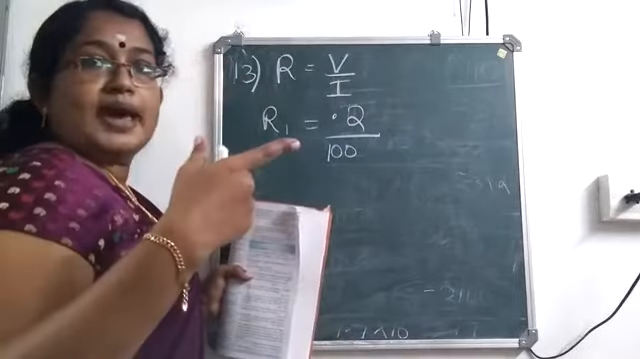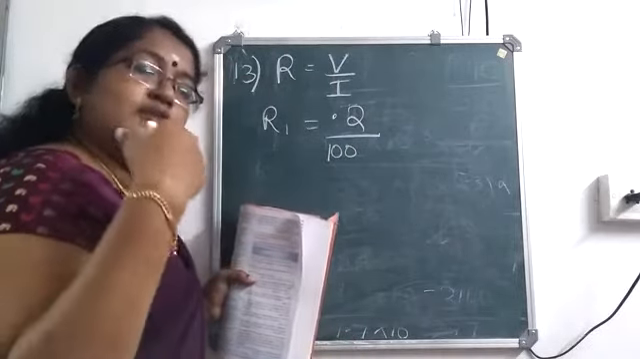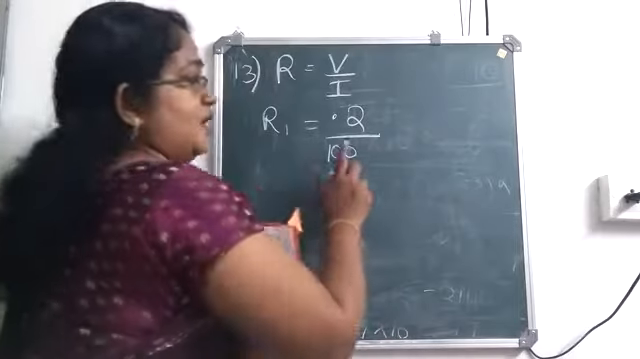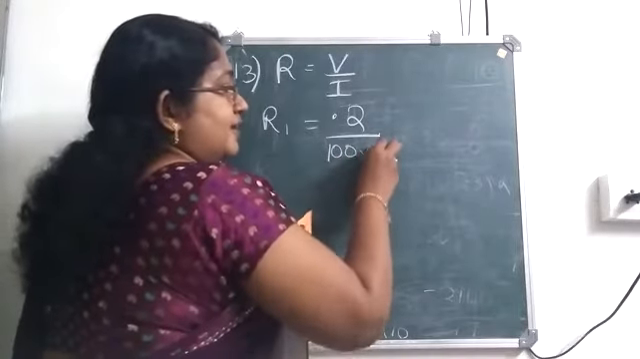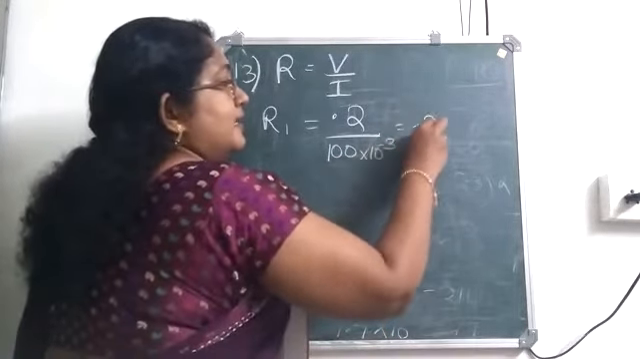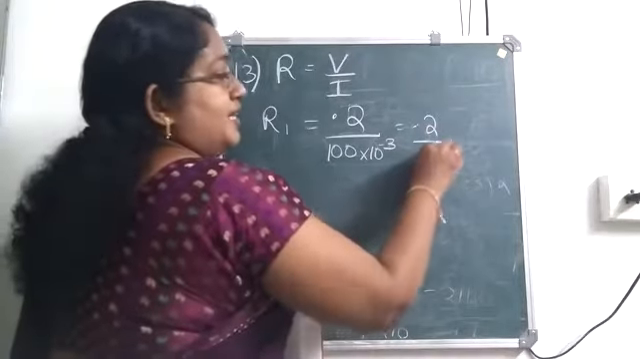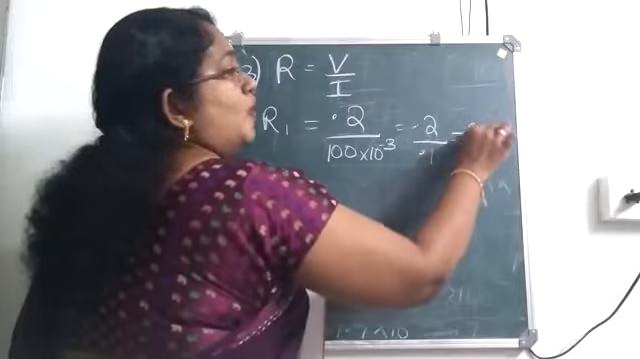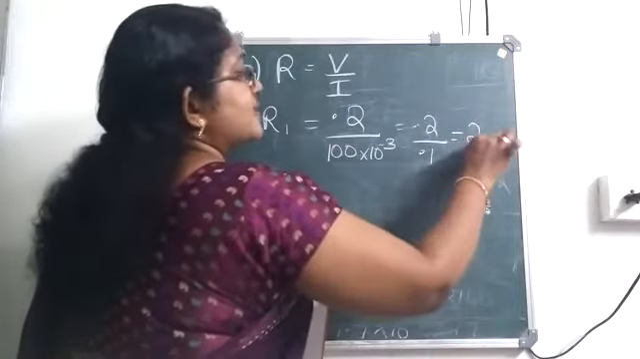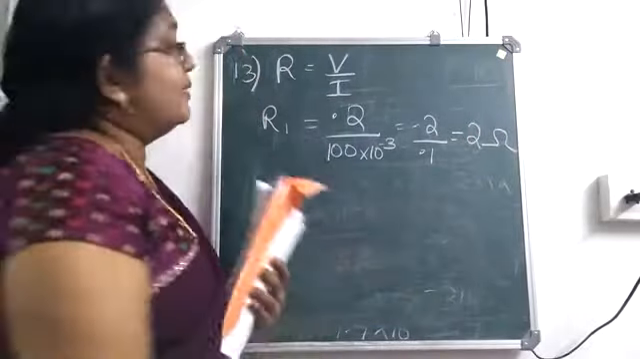Milliampere to ampere means dividing. Milli means always into 10 raised to minus 3. So this is into 10 raised to minus 3. That means 0.2 divided by 100 into 10 raised to minus 3, so this will be 0.1. 0.2 by 0.1 is 2, and since it is resistance, the unit is ohm.